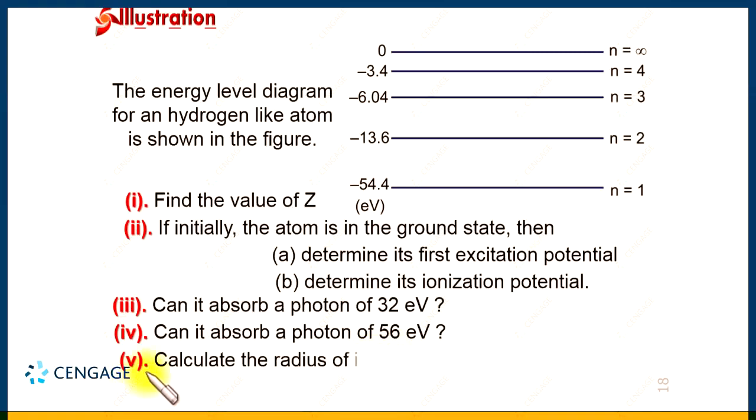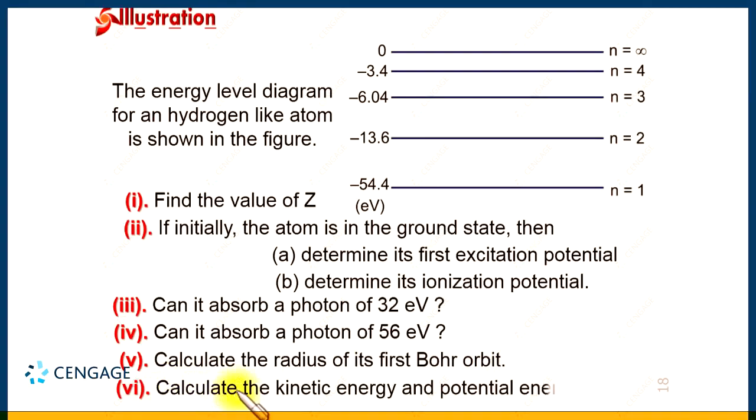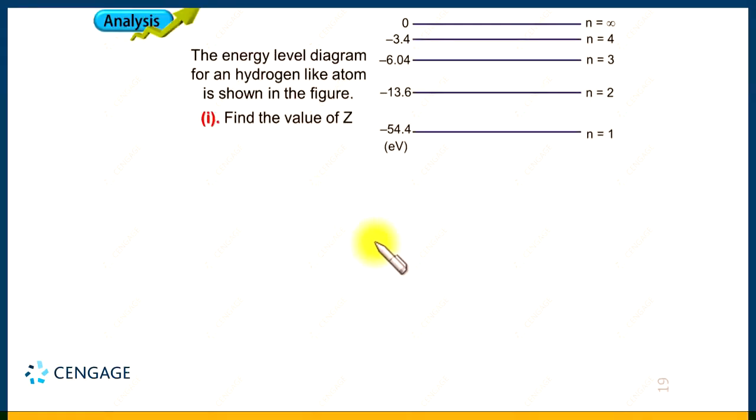In the fifth part of the question, it is asked to calculate the radius of the first Bohr orbit, and in the sixth question, find the kinetic energy and potential energy of an electron in the first orbit. Okay, so let us move one by one. Let us make the energy level diagram and first analyze the first part of the question, to calculate the atomic number Z.